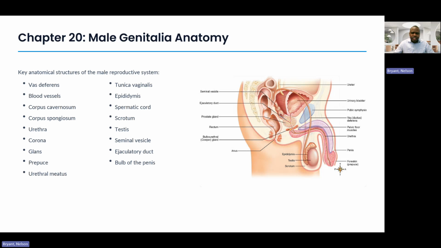So for male genitalia anatomy, which is part of chapter 20, this is just a quick review of the anatomy and physiology that we should be familiar with. This is very important also to understand the male reproductive system. If there are any changes, any abnormalities that you may observe here, it is very important to report them, but we'll give you an opportunity during the second residency to do a very comprehensive or focused assessment of the male genitalia.